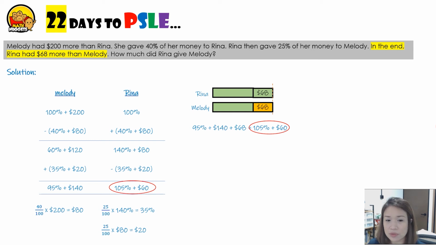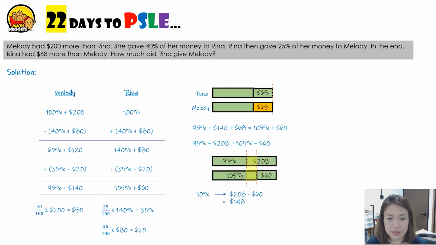Right now, I'm going to have to simplify the equation. I add up the dollars. So that's 95% plus $208 equals 105% plus $60. So it tells us that the 10%, 105% minus 95%, gives us $208 minus $60, which is $148.